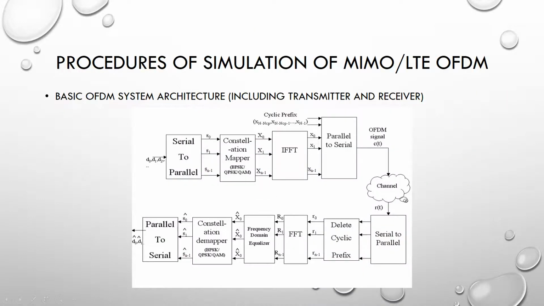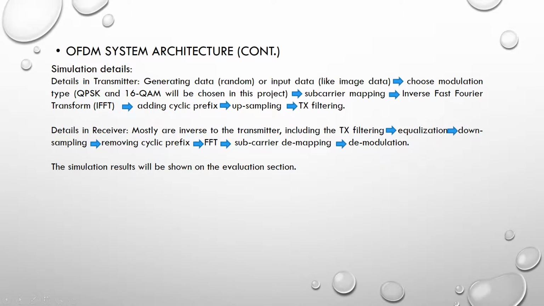Next, I talk about the procedures of simulation of MIMO or LTE and LTE OFDM. MIMO means multiple input and multiple output. This image shows the basic OFDM system architecture. It includes the transmitter and the receiver. As for the transmitter, it includes generating data, either random data or input data for the image data.